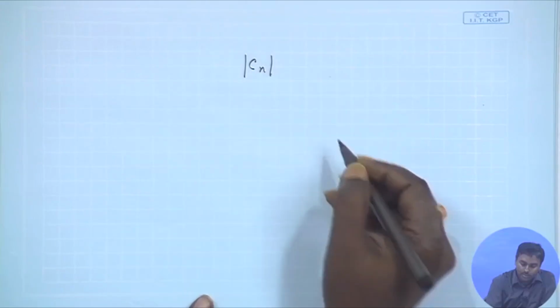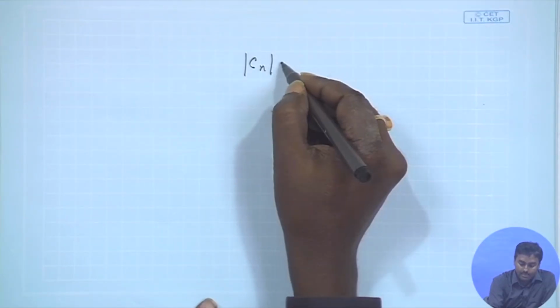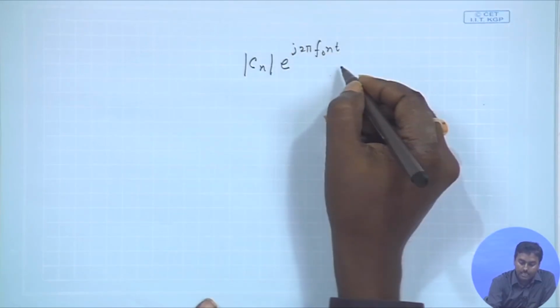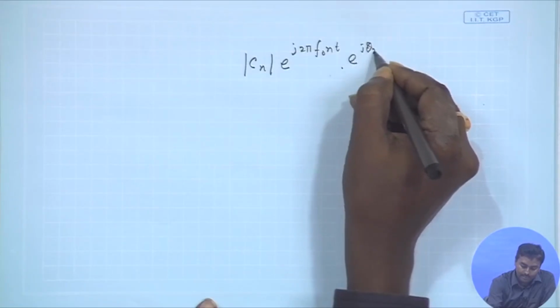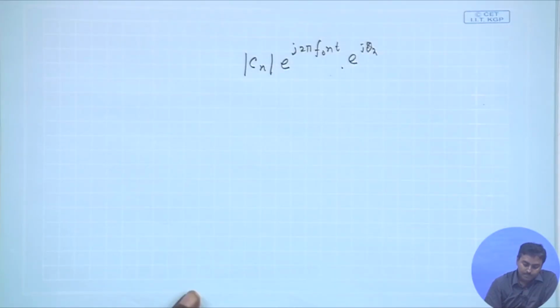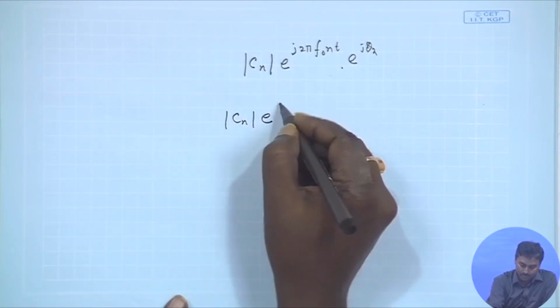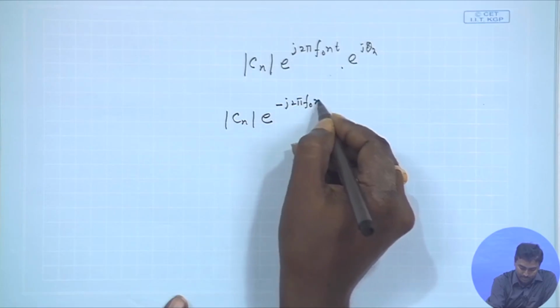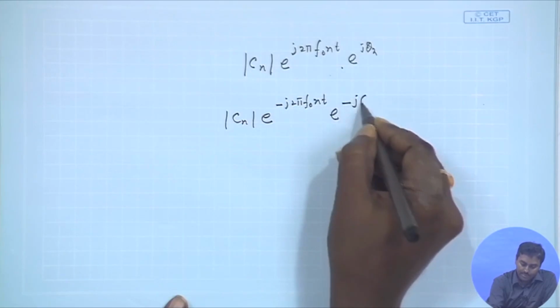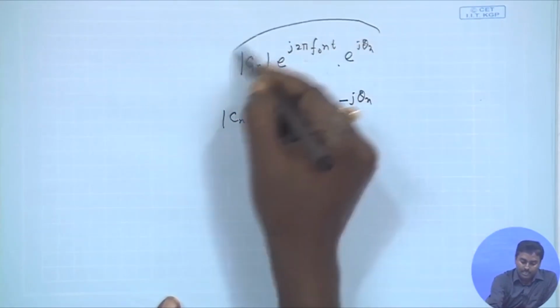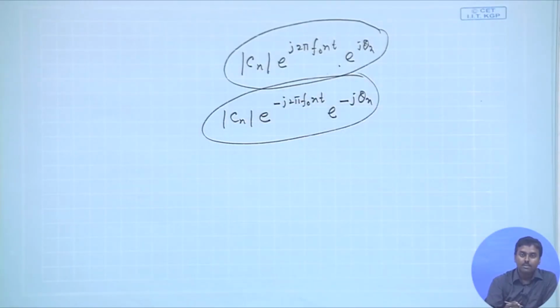We have at positive frequency this mod Cn and then e to the power j 2 pi f0 nt into e to the power j theta n. And at the negative frequency I have the same Cn e to the power minus j 2 pi f0 nt into e to the power minus j theta n. If you carefully see these two things, those two are nothing but two phasors.